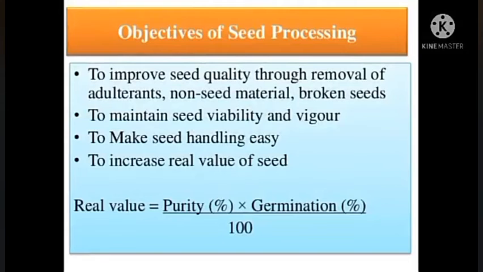Next are the objectives of seed processing. First, to improve seed quality through removal of adulterants, non-seed material, and broken seed. Second, to maintain seed viability and vigor. Third, to make seed handling easy. Fourth, to increase real value of seed. The real value equals purity percent times germination percent over 100.